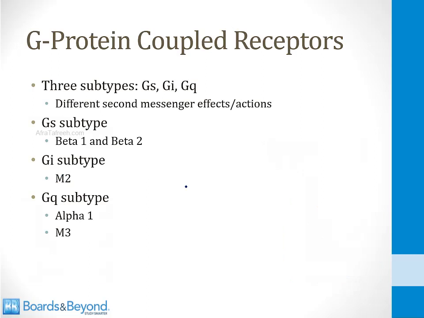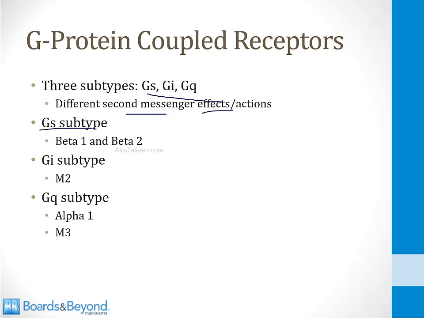So everything I've told you up to now is fairly straightforward to remember and understand. What gets very confusing for medical students is that there are a number of subtypes of G protein coupled receptors, and they all have different effects on second messengers. The three subtypes are called GS, GI, and GQ. They all have either different second messengers or different effects on the second messengers.